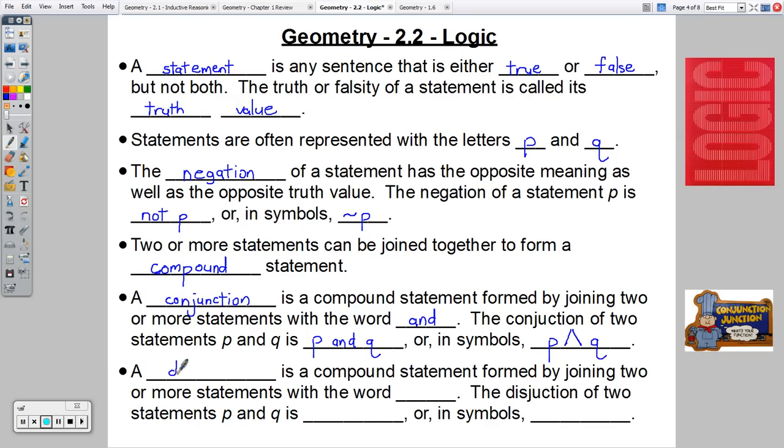And finally, on this page, a disjunction. I think of things that are disjoint, that are kind of separated. That's more what this is like. Conjunction, where things are together, compound, and. This is with the word or. And the disjunction of two statements P and Q is P or Q. And in symbols, it's P, and then it looks just like this, just upside down. So it ends up looking like a capital V, sort of. So P or Q is how you would read that.